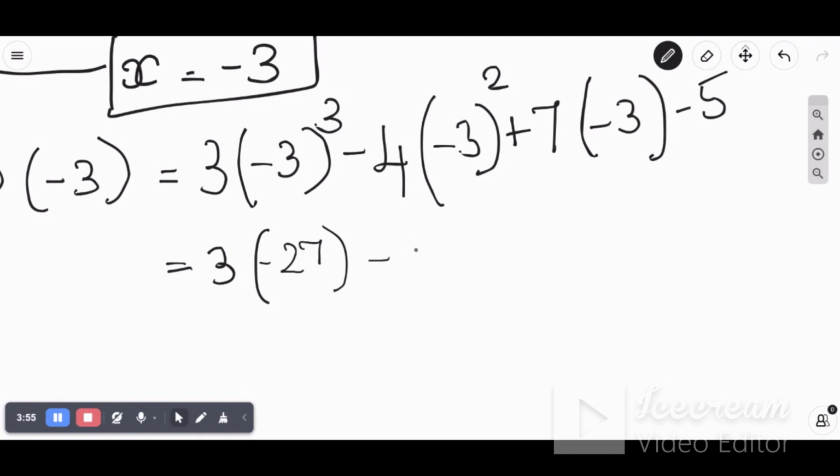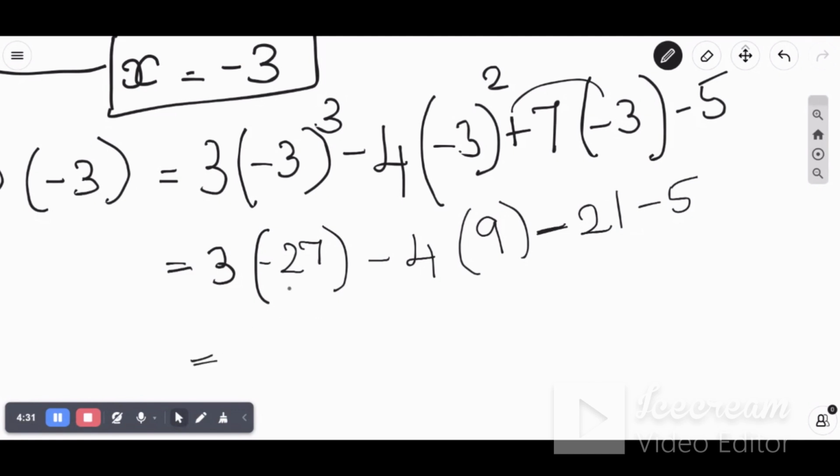In the similar way, for the next term, minus 3 the whole square is nothing but minus 3 into minus 3. Minus into minus is a plus, so 3 into 3 is 9. You can directly write this as 9; the minus symbol won't be there. Now 7 into minus 3. First of all do the symbols: plus and minus becomes a minus, and 7 3s are 21. And a minus 5.